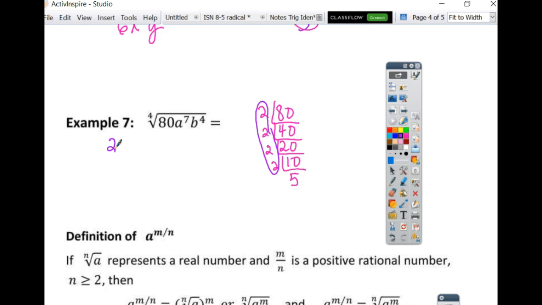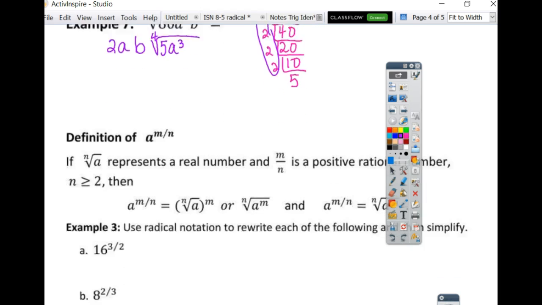So one set of 4 gets to come out, right? So I have an A on the outside, but how many stay in? 3. And I have the 5. And then I have 4 divided by 4 is one set of B's. So you subtract and leave the rest? Yes. When it's not even, you subtract and leave the leftovers in. Okay.